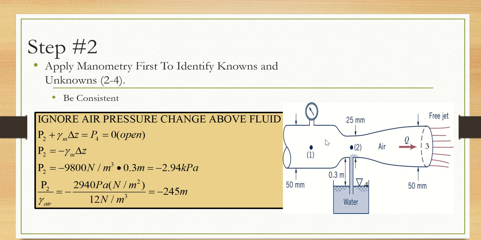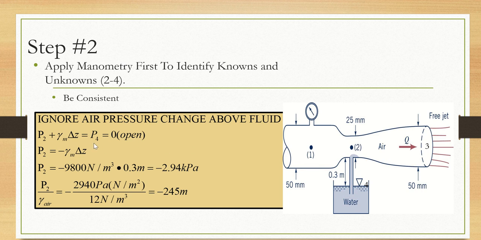Applying hydrostatics between point 2 and point 4, we would get that the pressure at 2 plus gamma delta Z is equal to the pressure at 4. Of course, gamma is the specific weight of the manometer fluid times the deflection, or the elevation difference, between point 2, the inlet to the tube, and point 4.